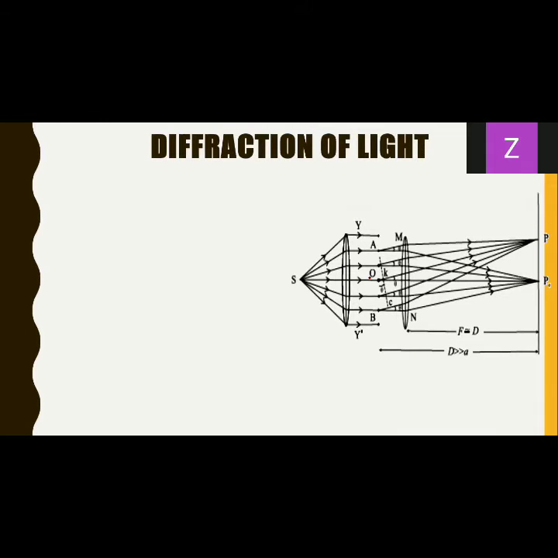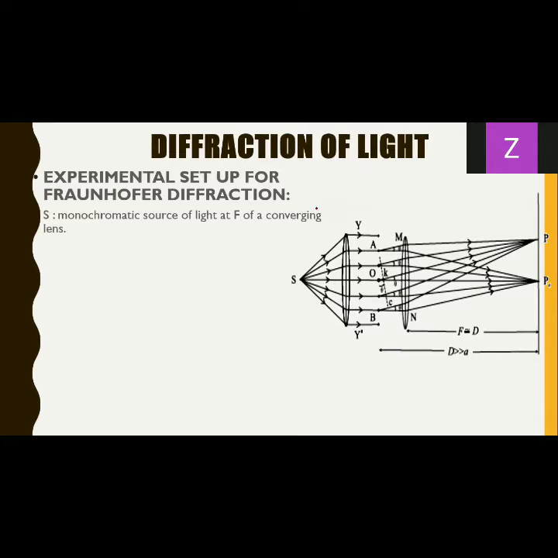Now, this is the experimental setup which we have already seen. We are going into details of that particular experimental setup, how it is formed in case of a Fraunhofer diffraction. Now let's understand the details of that. The first one we have is S. As I told you, it's a source. Obviously, it's a primary source of light. Keeping in mind that it is monochromatic, we have already discussed the difference between monochromatic and polychromatic.